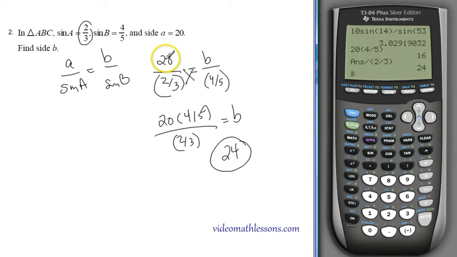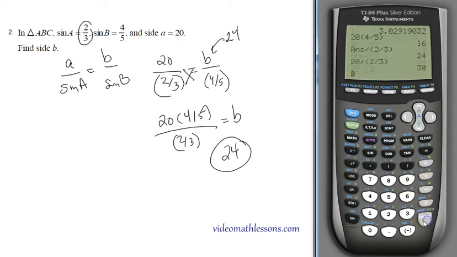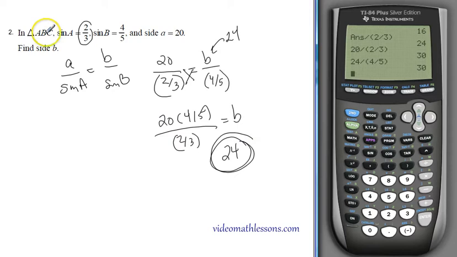Now, I have a feeling I'm right because notice they don't say to round or anything like that, so I'm expecting a pretty decent number. How do you check something like this? Well, if I plug in 24 right here, it should work. So if I do 20 divided by 2/3, I should get the same thing when I do 24 divided by 4/5. And it works. So my answer is 24.